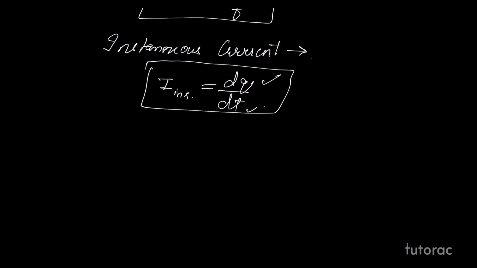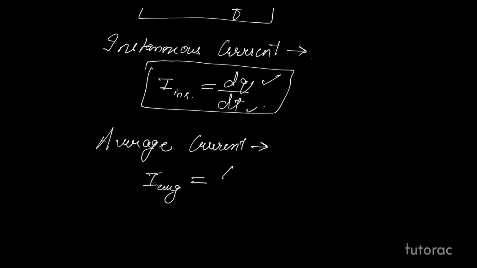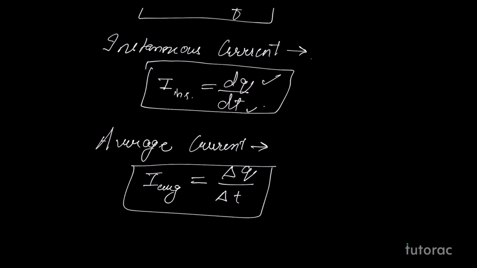Average current, how we define it? To quantify average current, we simply say I average is nothing but delta Q upon delta T. That is the change in the charge flow to the change in time.